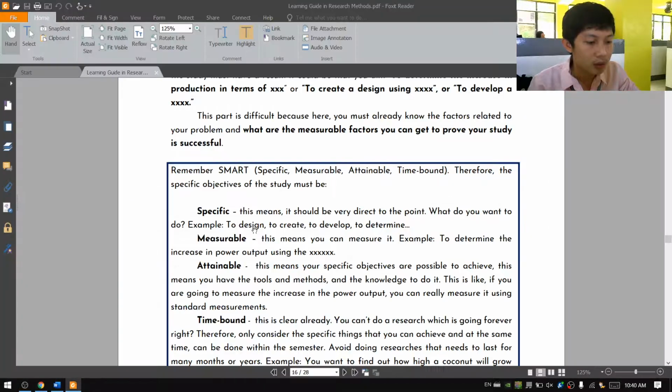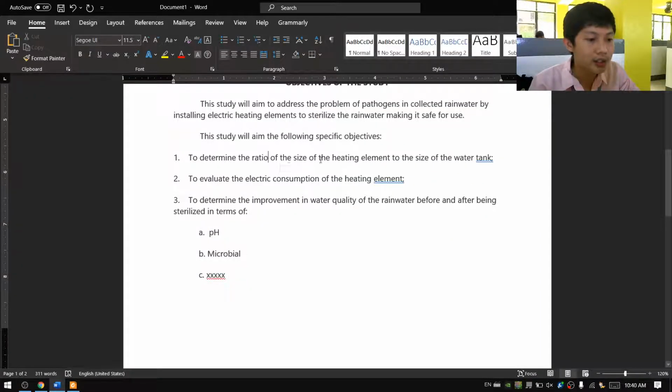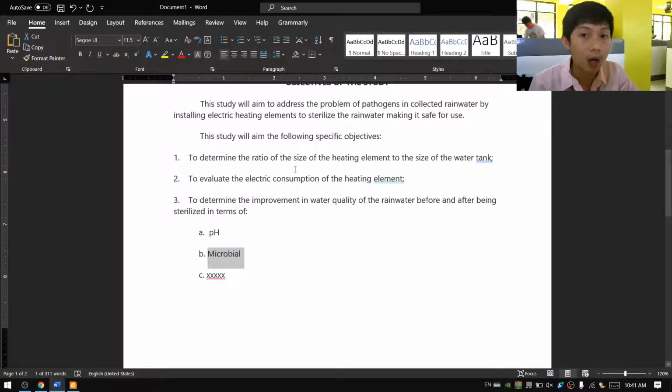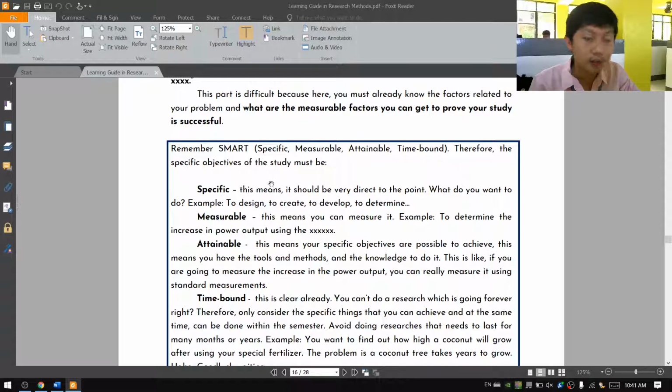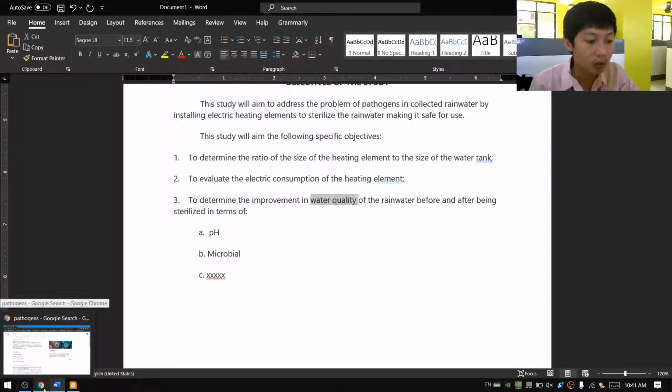Okay. Measurable. It means you can measure it. Okay, question. Can you measure the size? Obviously, you can. Can you measure the electric consumption? Yes, you can. Can you measure the water quality? Yes, you can, because you can measure pH and you can count the number of bacteria. So it's measurable. It is specific and measurable. Okay, attainable. Is there a way for you to size the heating element? Yes. Is there a way for you to measure the electric consumption? Yes. And is there a way for you to measure the water quality? Obviously, yes. So this is attainable.